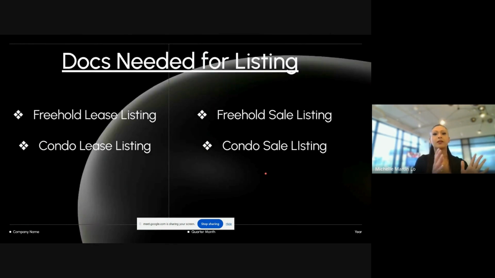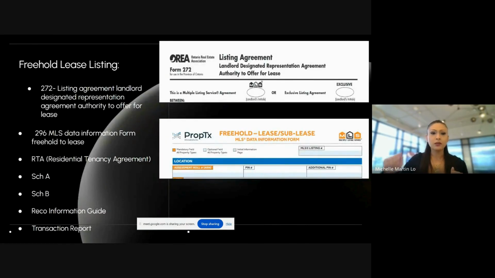So the documents that are needed for our listings are going to be either your freehold lease listing, your condo lease listing, your freehold sale listing, or your condo sale listing, depending on which transactions you guys are doing with your client. We want to make sure that you guys are prepared for it. So getting into the details for the freehold lease listing, these are the documents that will be needed in order for your transactions to go through.